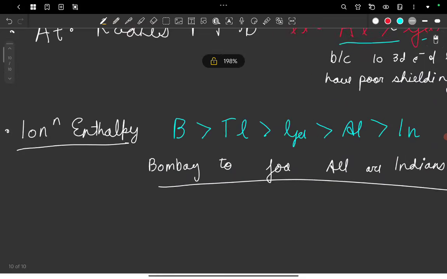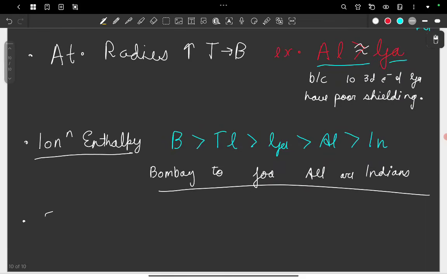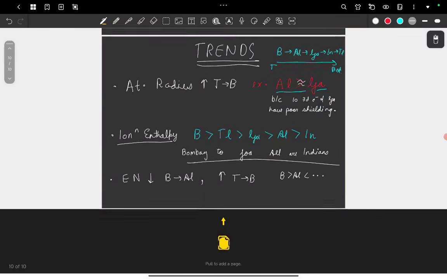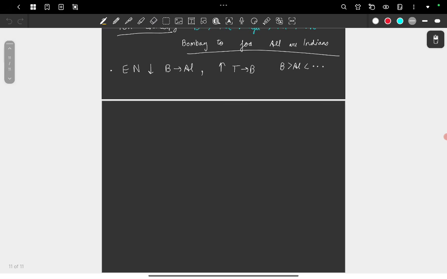Alright. The electronegativity decreases from boron to aluminium, but then there is a small increase from top to bottom. Like boron greater than aluminium, but then all the subsequent elements are greater than aluminium. So that's how you have to deal with that. It's a very weird order, but yeah, just put up with it.